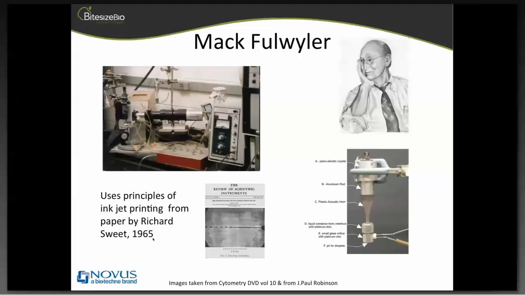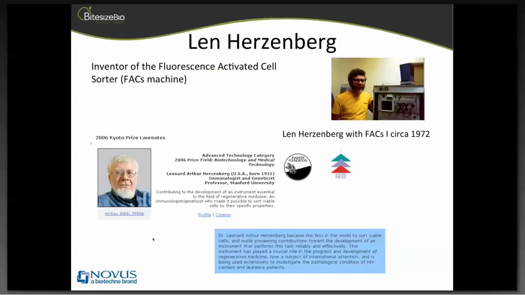Len Herzenberg, who was an immunologist, took the idea of this technology and added lasers to the machines in order to excite the fluorochromes that were attached to his antibodies. This then led to the first commercially available machine, the FACS machine, in 1972.